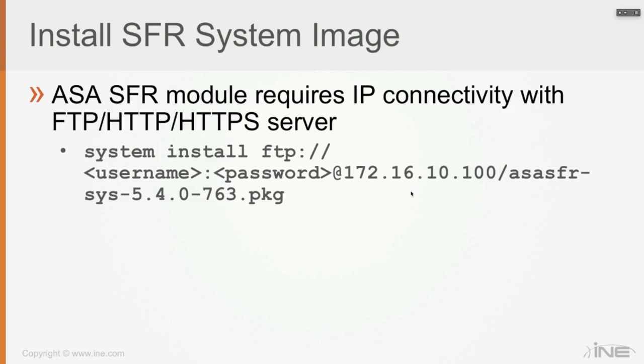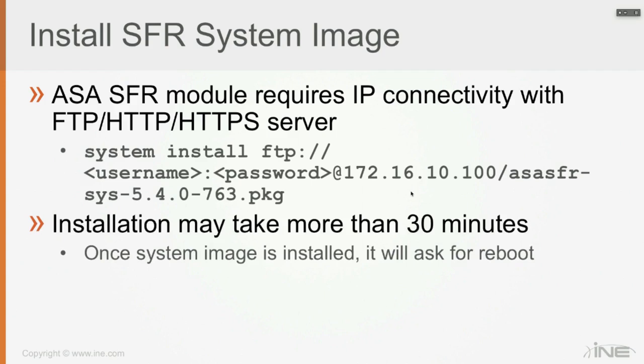So now what you have to do, from being connected to the Firepower boot image, to call it that way, is say system install, and then say FTP or HTTP. You put username and password, so username colon password, assuming that the FTP server requires authentication, and then you say at the IP address of the FTP server or the domain name, of course, if DNS resolution works, and then the system image you're trying to load in there.